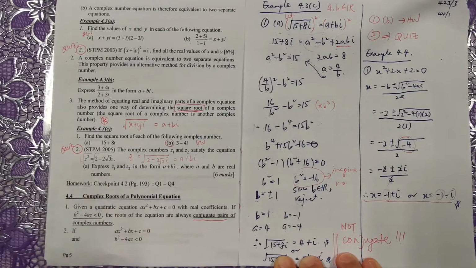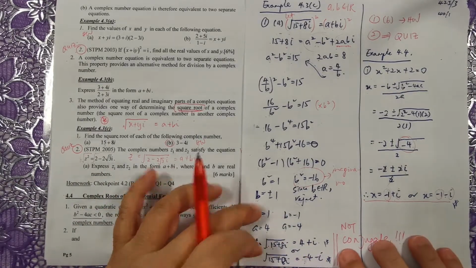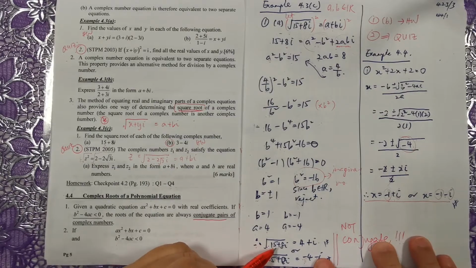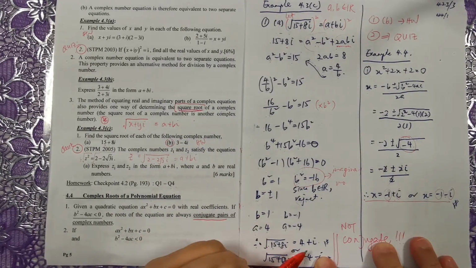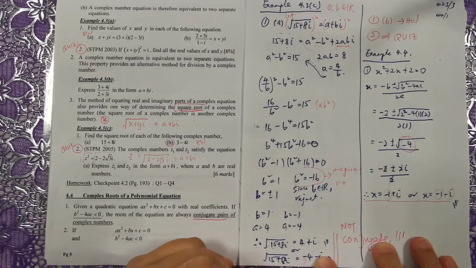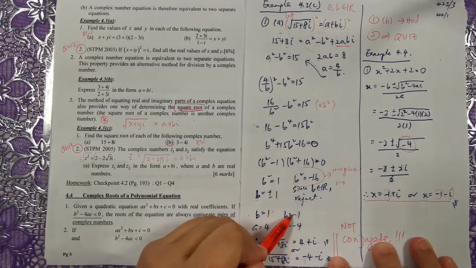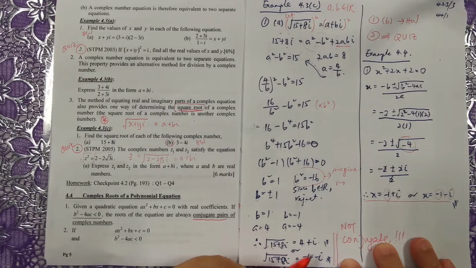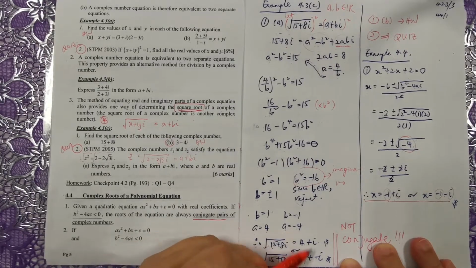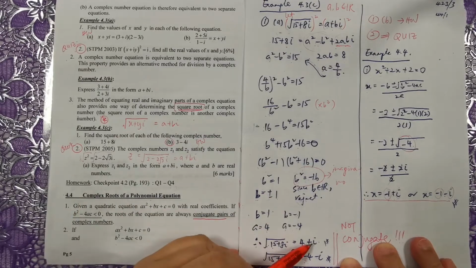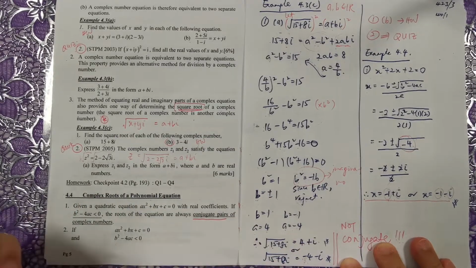Means you have two square roots. Therefore, the square root of 15 plus 8i will be either 4 plus 1i, or negative 4 minus i. Two answers. So normally, the square root of a complex number will have two answers. Means after I square this one and this one, I will get the same answer.